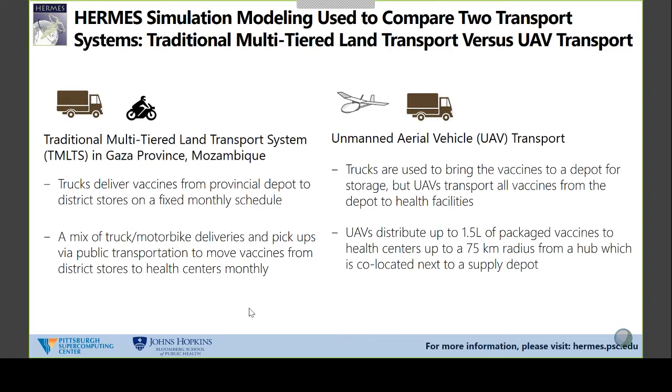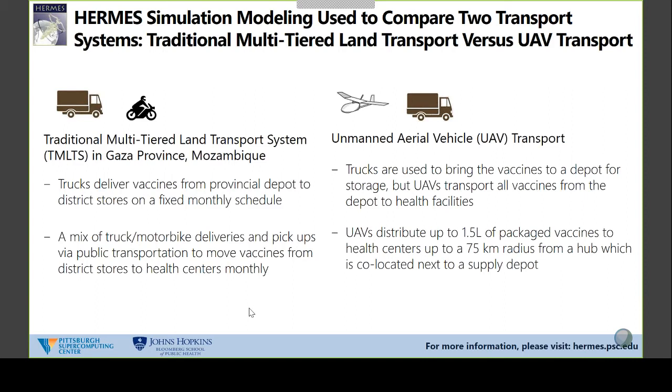So we compared the traditional land transport system that's been used for decades in Mozambique. It is very common to other countries that we modeled as well. In the one province that we looked at, they have one depot or warehouse in the capital of the province, and from there the vaccines are transported by truck to different district stores throughout the province, and then from there they travel either by truck or motorbike or even public transportation to get to the clinics where they're administered to the children and pregnant women who need them.